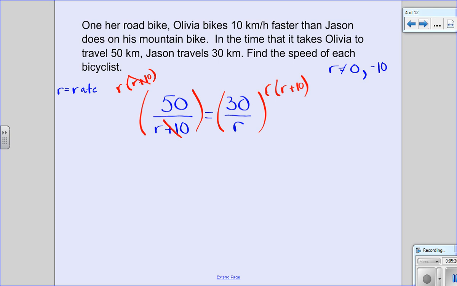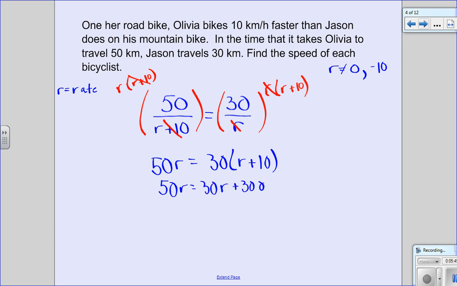My r plus 10s cancel, so I get 50r equals, and on the other side of the equation, my r's cancel, which leaves me with 30 times r plus 10. Now we can just continue and solve this equation. 50r equals 30r plus 300. Subtract 30r from each side.